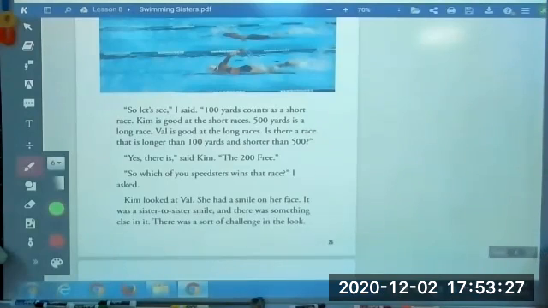Yes, there is, said Kim. The 200 free. So which of you speedsters wins that race? I asked. Kim looked at Val. She had a smile on her face. It was a sister-to-sister smile, and there was something else in it. There was sort of a challenge in the look.